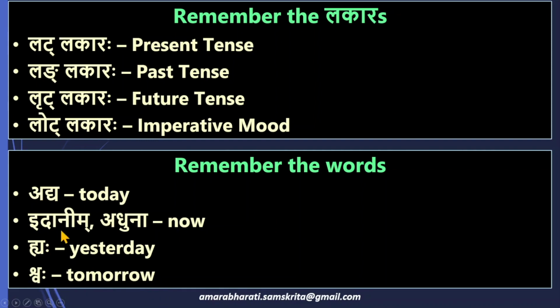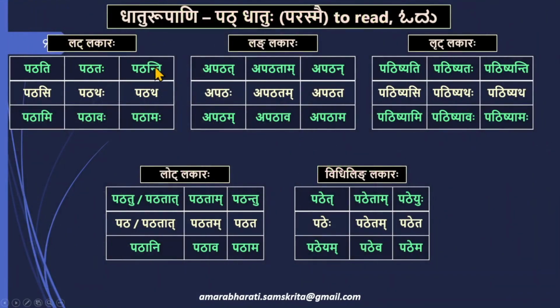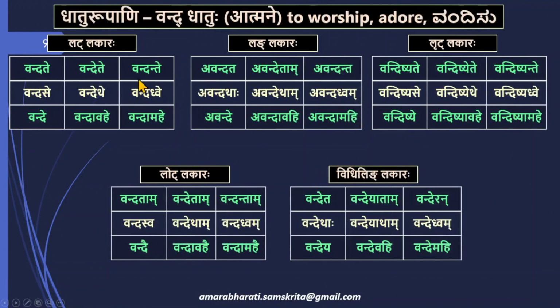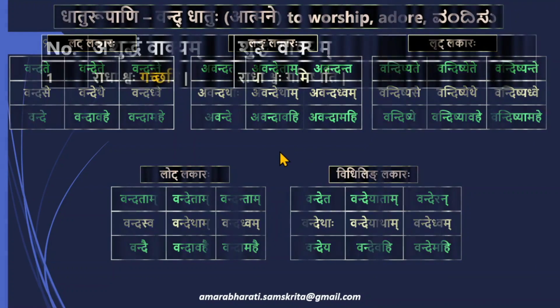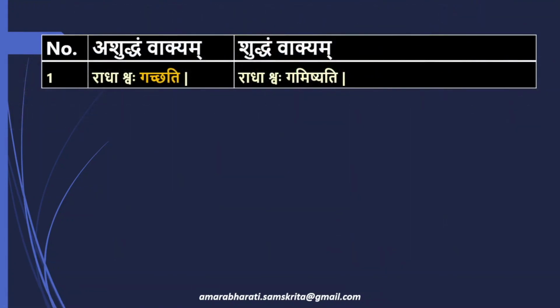So Adya, Idanim and Adhuna will have Lat Lakara. Hyaha will have Lang Lakara, past tense. And Shvaha will have Lrit Lakara or future tense. We'll look at some examples. Again, I have shown you the Dhatu Rupas in Lat, Lang, Lrit, Lot and Vidhiling. And again in Atmanepadi for Vandate, Vandete, Vandante, the same forms. Now we go to the examples.